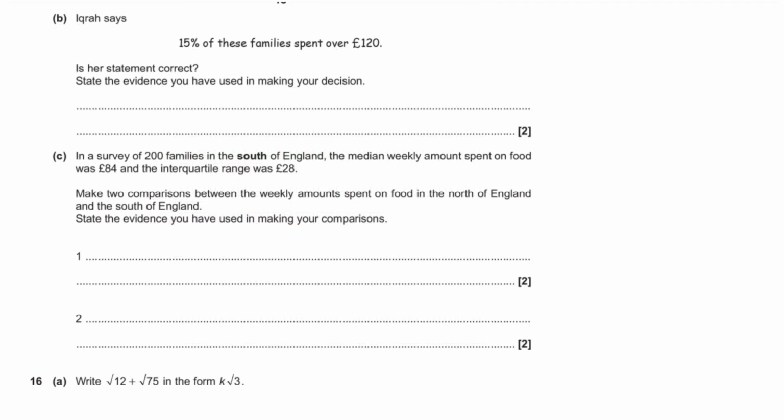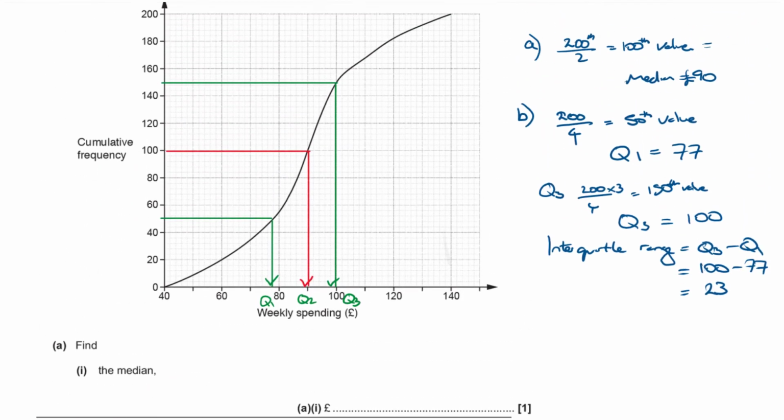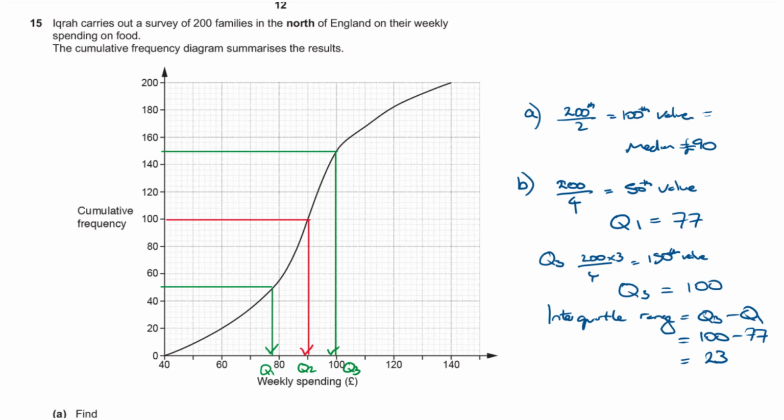Icarus says 15% of these families spent over £120. Is her statement correct? State the evidence you have used in making your decision. So have 15% of these families spent over £120? Okay, so I think we can use the top 15% here, can't we? So what we're looking for is the top 15% of 200 people. Now 15% of 200 is 30, isn't it? So it's 30 people. So 30 people down from 200, we need to look across at 170, don't we?